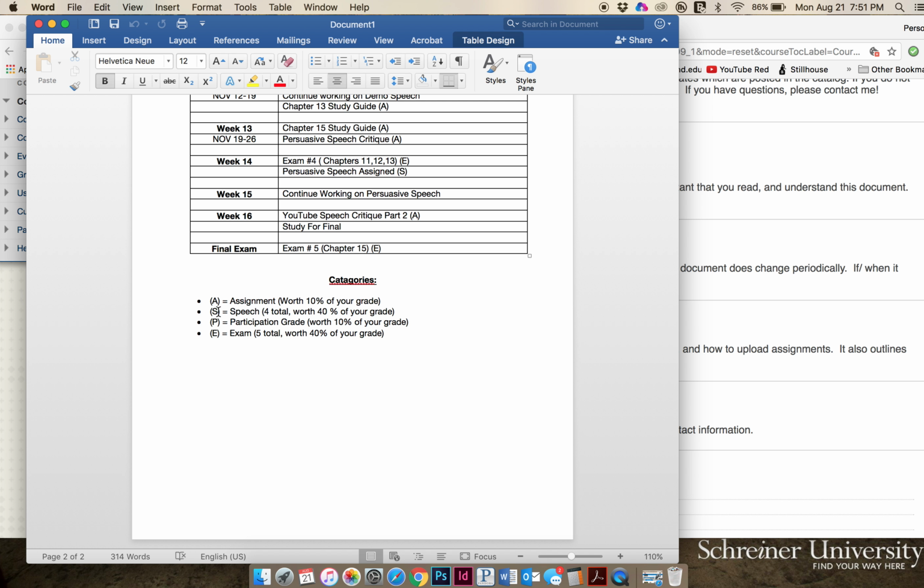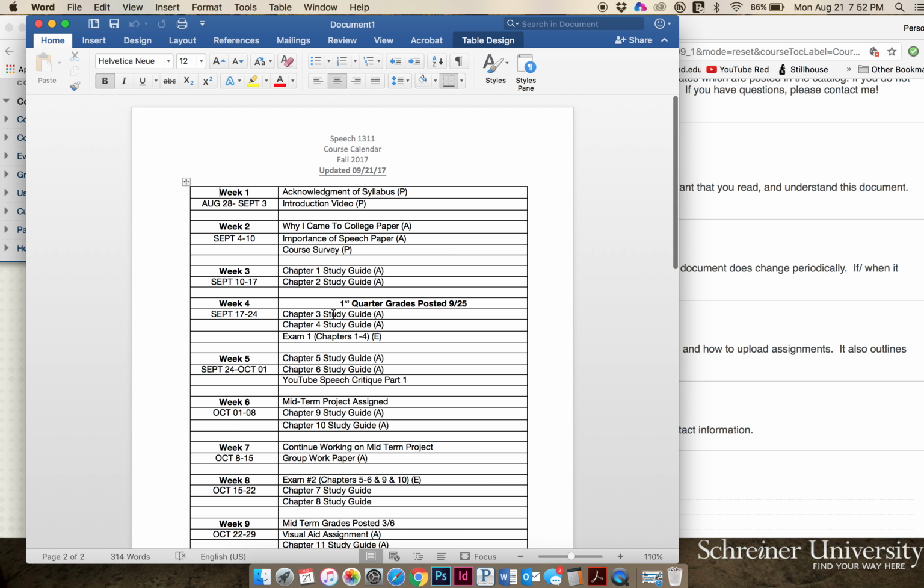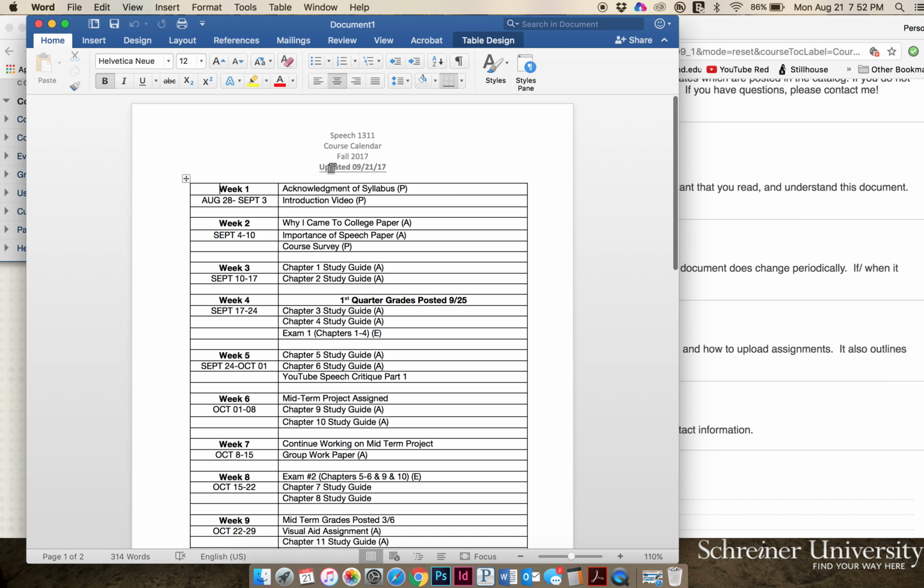Same thing with the speeches. They're critical. There are 4. They're each worth 10% of your grade. If you miss one, that's a huge loss. It's going to impact your grade quite a bit. So that will always be updated, and I'll always have on the top what date it's updated, so you know you're working on the right one.